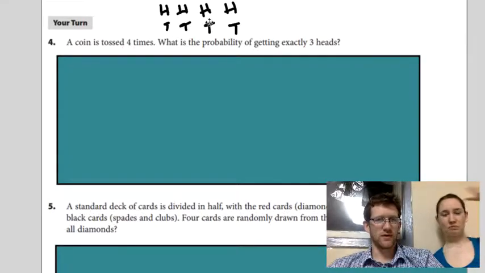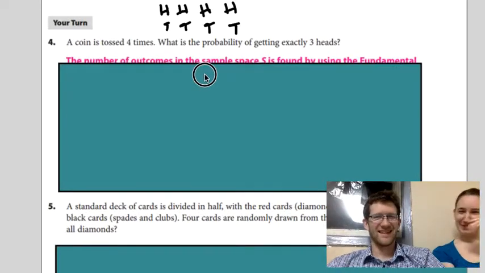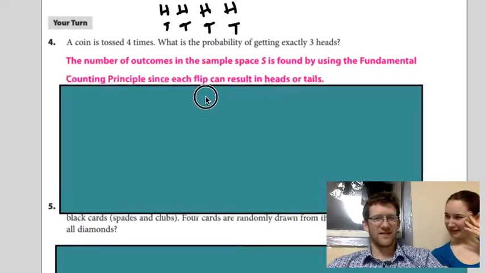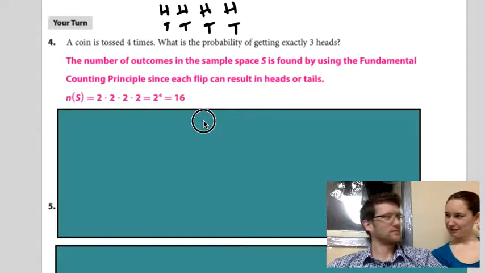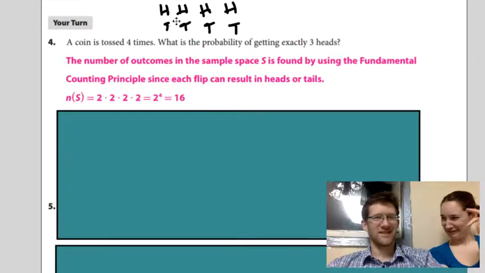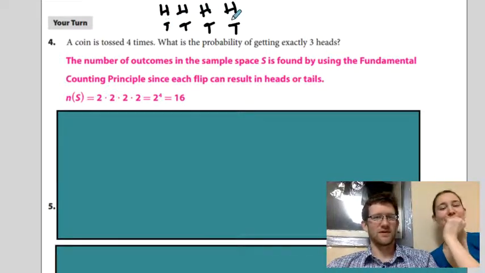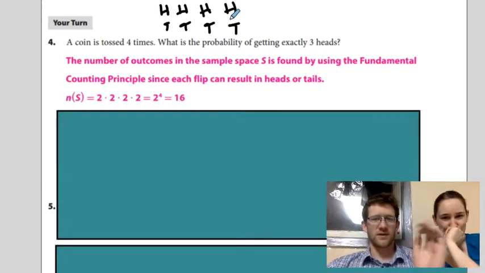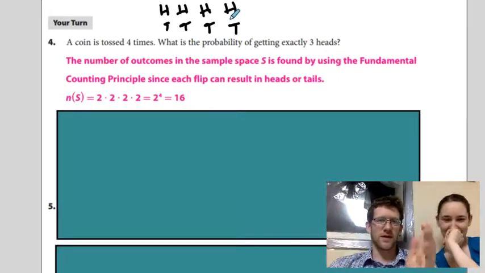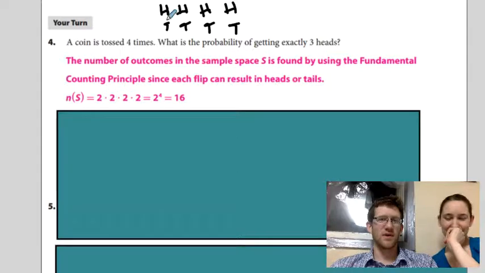There's 2 here, 2 here, 2 here, 2 here. So would that be 4 factorial, or would it be more additive than that? Not additive, multiplicative. So 2 times 2 times 2 times 2. So that's 2 to the 4th, or 16, right? So in this case, our sample space is that there are 16 possible patterns here.